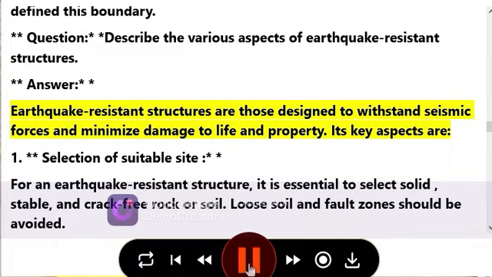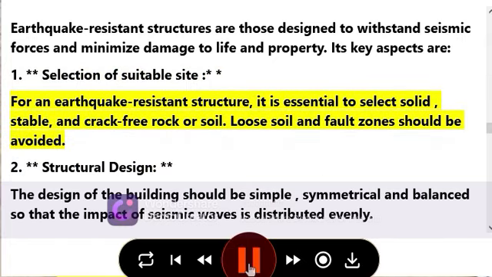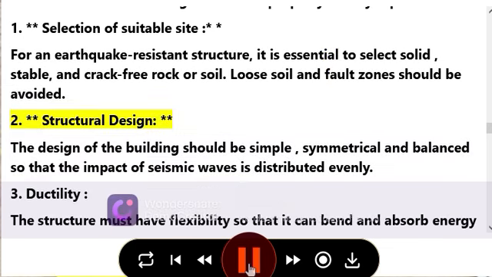Question: Describe the various aspects of earthquake-resistant structures. Answer: Earthquake-resistant structures are those designed to withstand seismic forces and minimize damage to life and property. Its key aspects are: 1. Selection of suitable site. For an earthquake-resistant structure, it is essential to select solid, stable, and crack-free rock or soil.